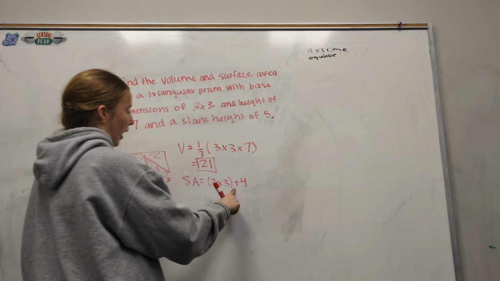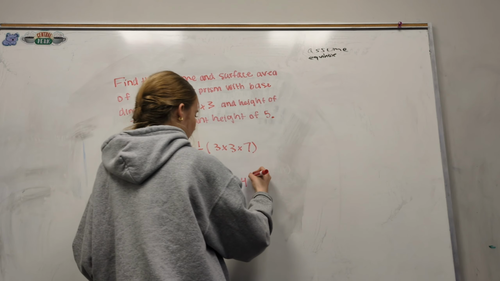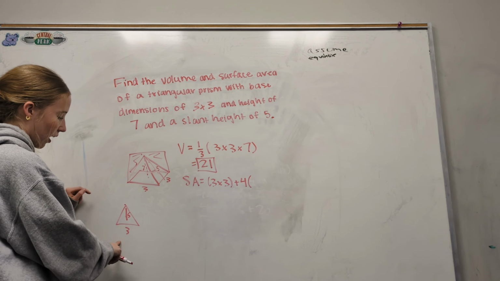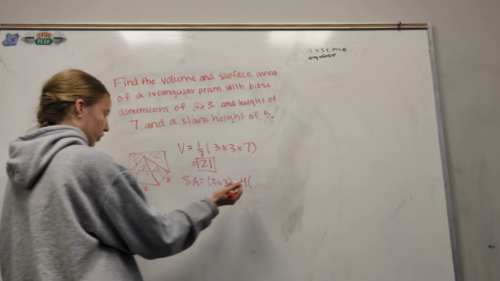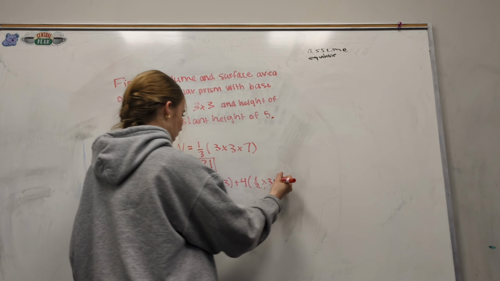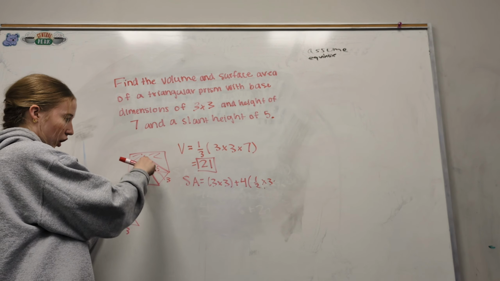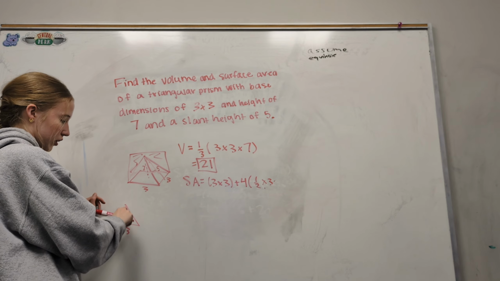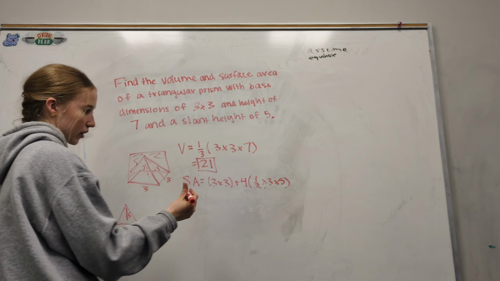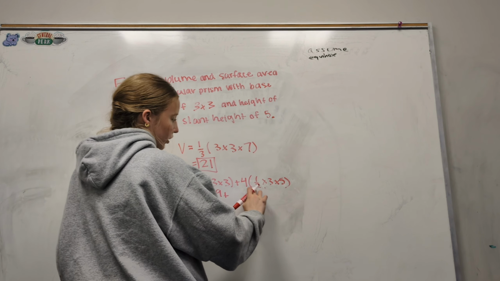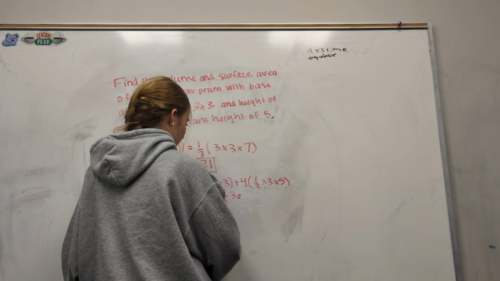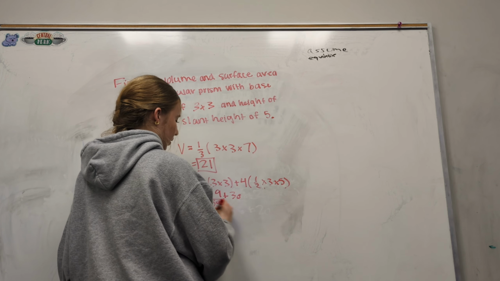So you're going to add 4 triangles, and each triangle, if we think of the formula for a triangle, is 1/2 base times height, right? So you're going to do 1/2 times base, which is 3, and then times the slant height of the triangle, not the whole pyramid, since we're just doing surface area, times 5, and then we're going to add everything together. So we have 9 plus 2 times 3 times 5, which is 30, which will equal 39. You can also just plug this into your calculator.